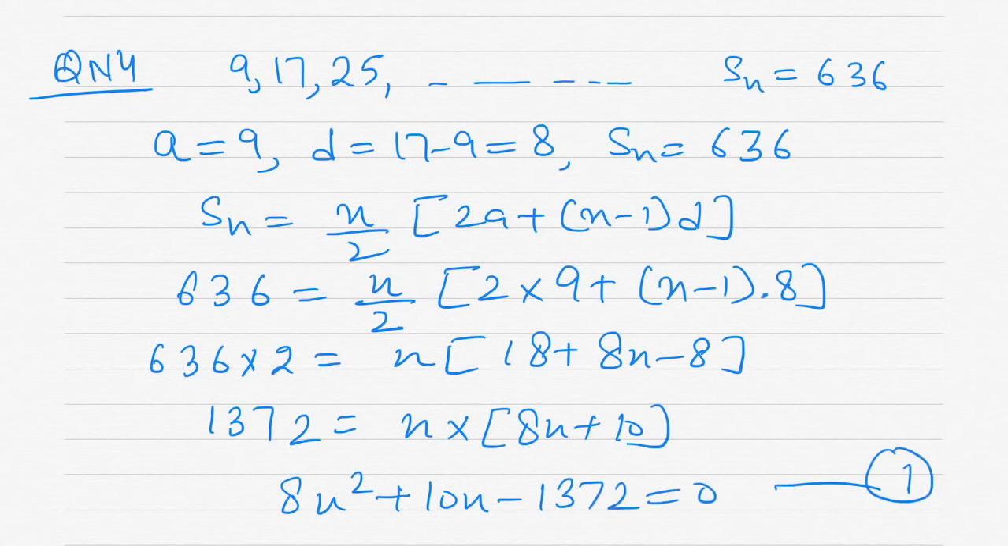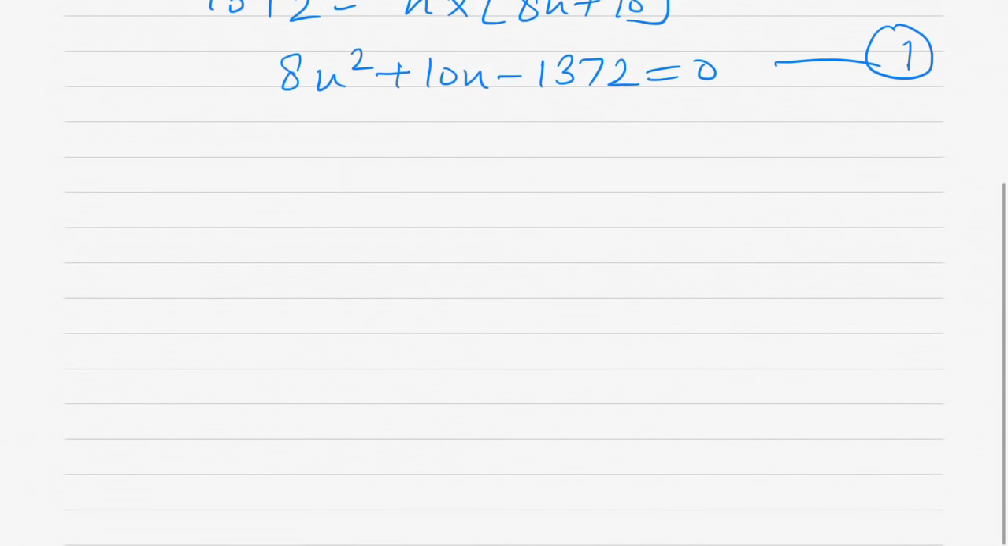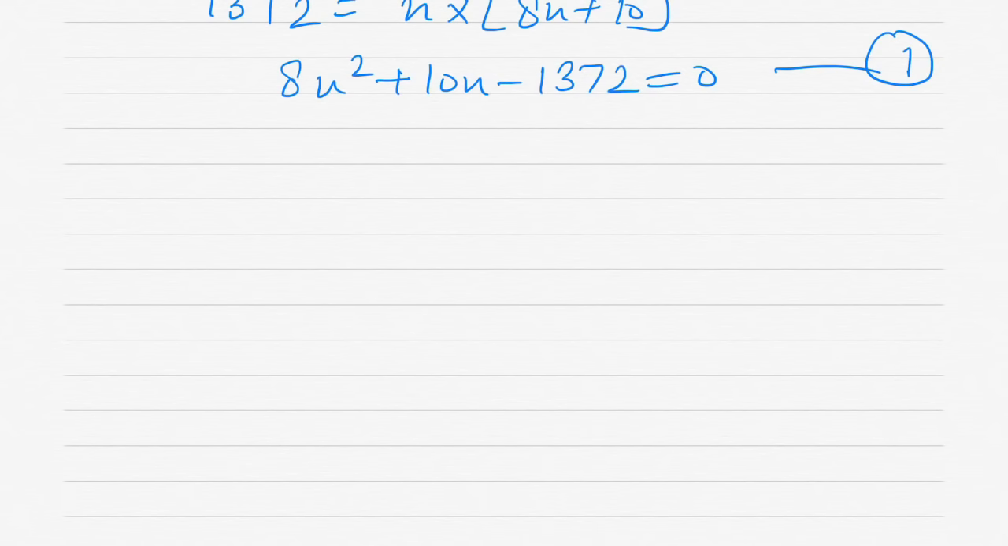Equation number 1. Now from all three coefficients 8n square plus 10n minus 1272, I can take 2 common. So let us divide the whole equation by 2. When we divide the whole equation by 2, it becomes 4n square plus 5n minus 636 is equal to 0.